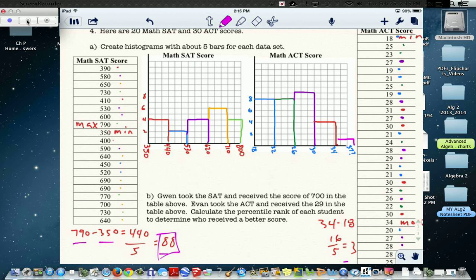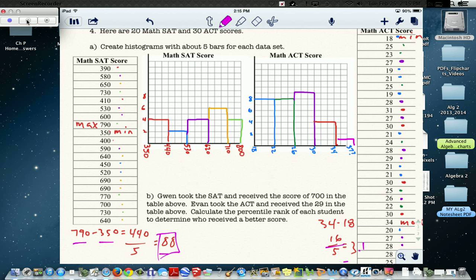The ACT might be a little bit different. When you take 34 minus 18, you get 16, but when I divide it by 5, it goes in there 3 times, but it's really 3.1. So if I only count by 3s, starting at the minimum, I'll get 18, 21, 24, 27, 30, and 33. My 5 bins would not cover that maximum of 34. So because it was 3.1, I just rounded up to 4.